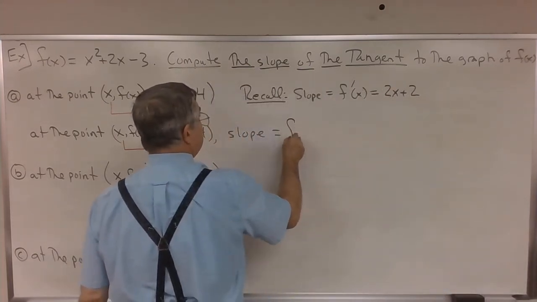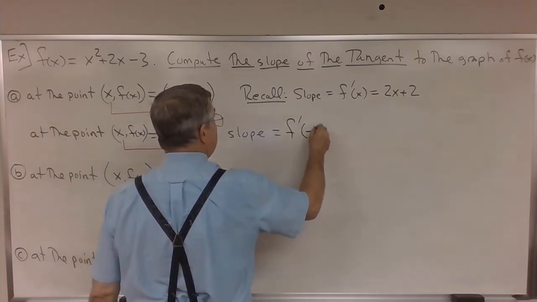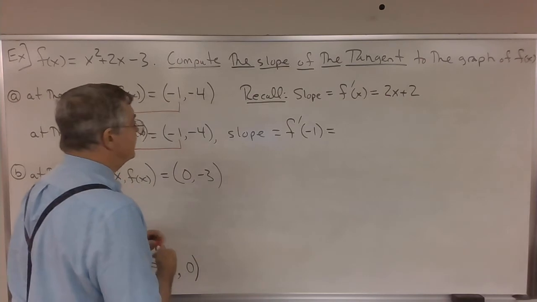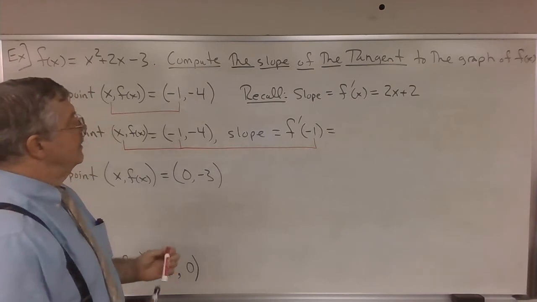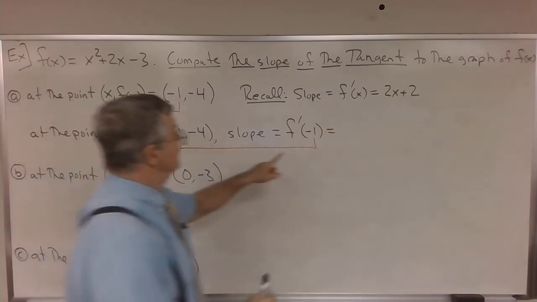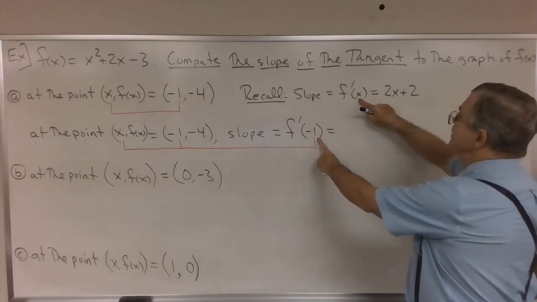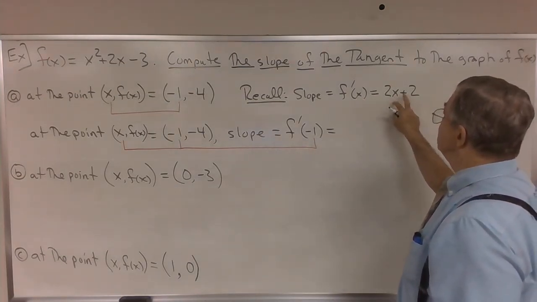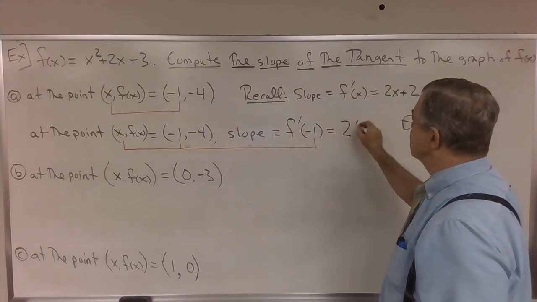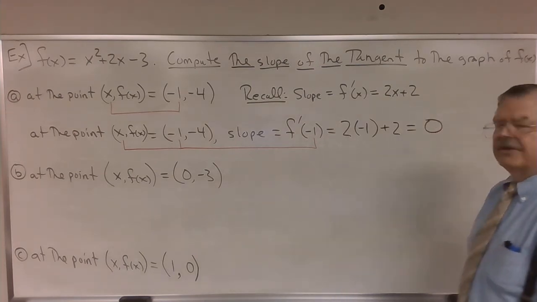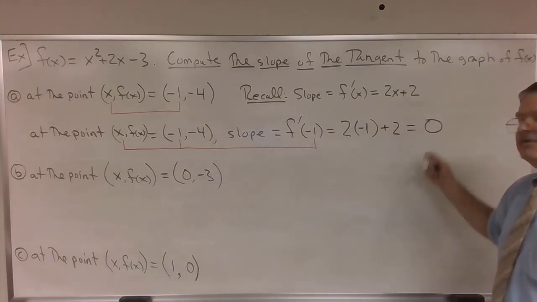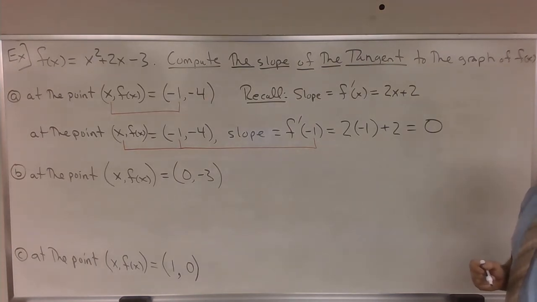So we would get f prime evaluated at -1. So we're plugging -1 in for x in the derivative. So here we'll plug -1 in for x. Ooh, son of a gun. The slope is 0. The slope is 0. What does that mean?